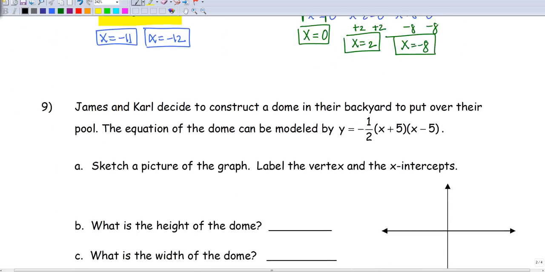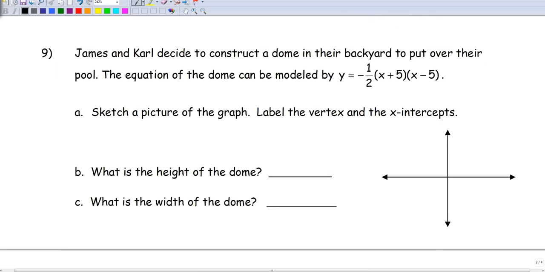What we're going to move to now, though, is a dome problem. So we have James and Carl. They've decided to construct a dome in their backyard to put over their pool. The equation of the dome can be modeled by this. We're going to sketch a picture of the graph. We're going to label the vertex and the x-intercepts. Then we're going to find the height of the dome and the width of the dome.